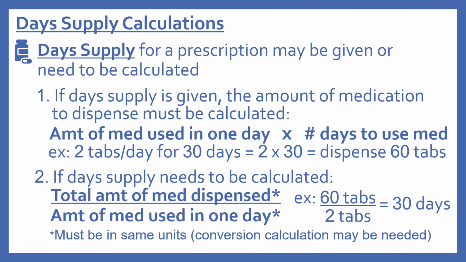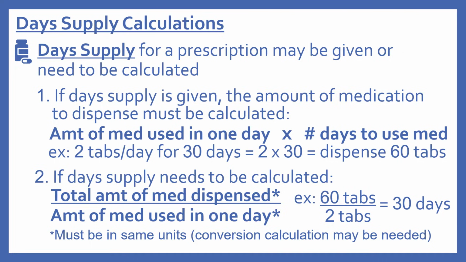So first we'll look at some basic information about the days supply calculations. Days supply for a prescription may be given or it may need to be calculated. If the days supply is given, the amount of medication to dispense must be calculated. This is done by taking the amount of medication used in one day and multiplying it by the number of days to use the medication. So for example, if the prescription is for taking 2 tablets per day and is for 30 days, that would be 2 times 30, which would be to dispense 60 tablets.